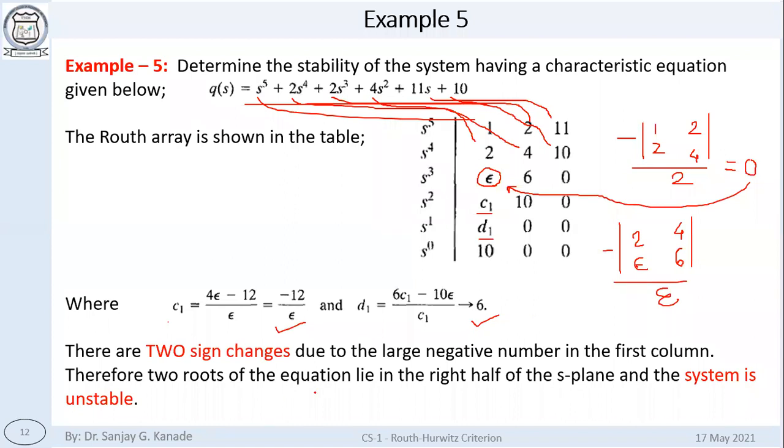Okay, so let's continue. We are not at all interested in the value. What we are interested in is sign. So c1 is negative, d1 is positive, and the s raised to zero element is already a value 10. So there are two sign changes, from positive to negative and negative to positive. Two sign changes means two roots of this equation lie on the right half plane, and therefore the system is unstable, right?